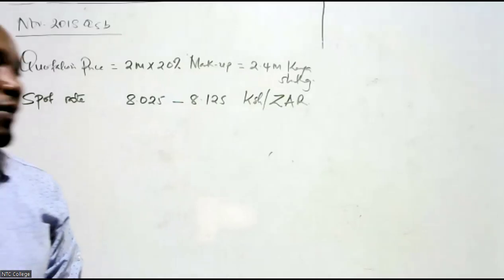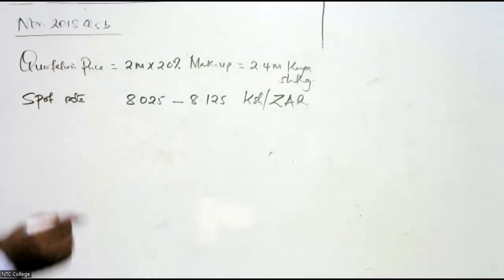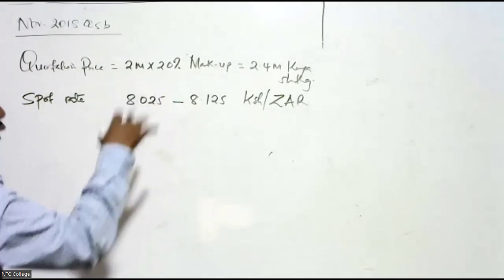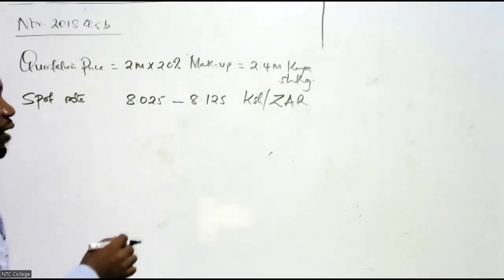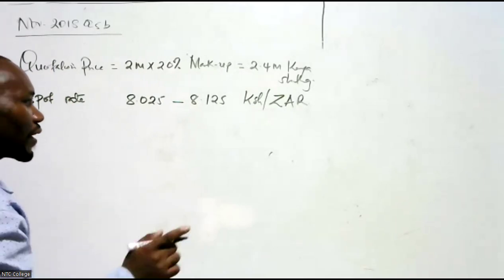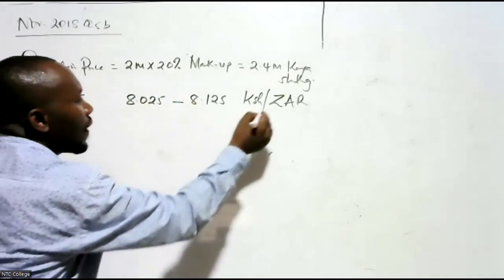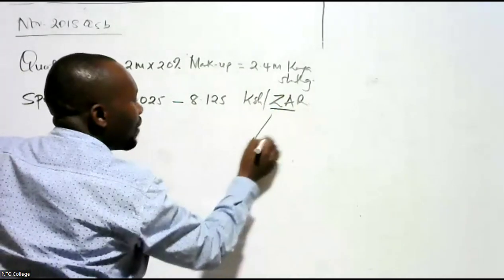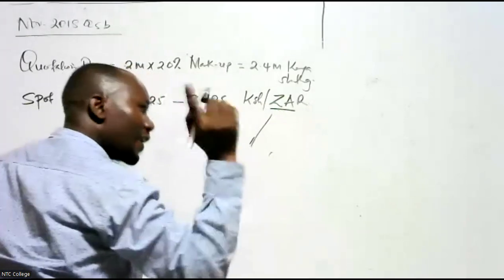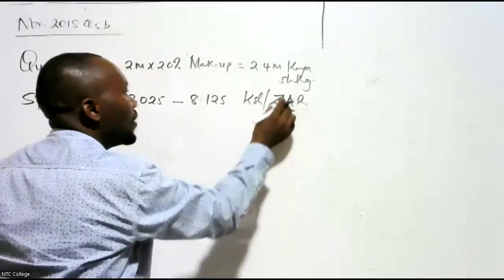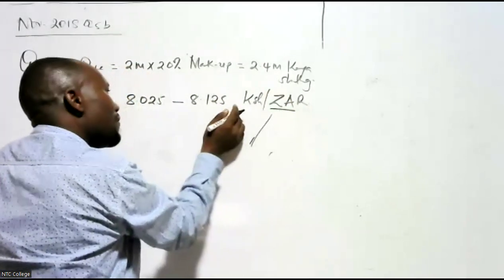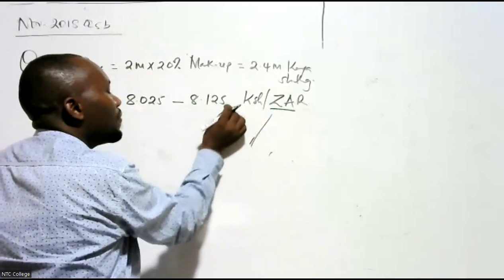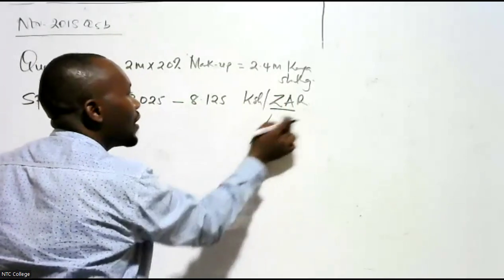Let's say direct. Remember what I said. Under direct quotation, you will be given the amount of local currency that is required to buy 1 unit of the foreign currency. How do you know that this one is 1 unit? They are saying per. It means that what is here is 1 for each ZAR. So it is ZAR that is 1. Whatever you're seeing here relates to Kenya shillings. It is 8.25 Kenya shillings for each ZAR.